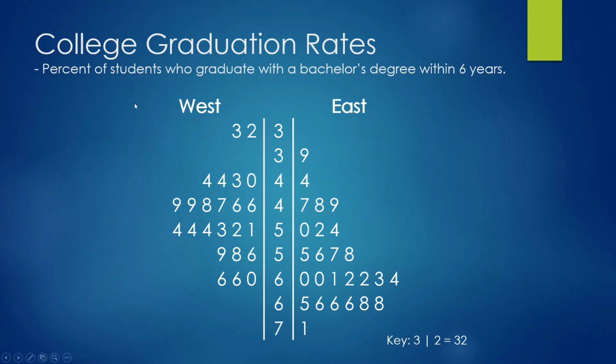You will notice first off that on the west we have a few lowballers over here who are not performing very well. But in general, this is a fairly symmetric distribution. On the east, they tend to have higher graduation rates, and this distribution here is pretty skewed to the left. We have quite the tail going here to the left, so we would say skewed left for this.